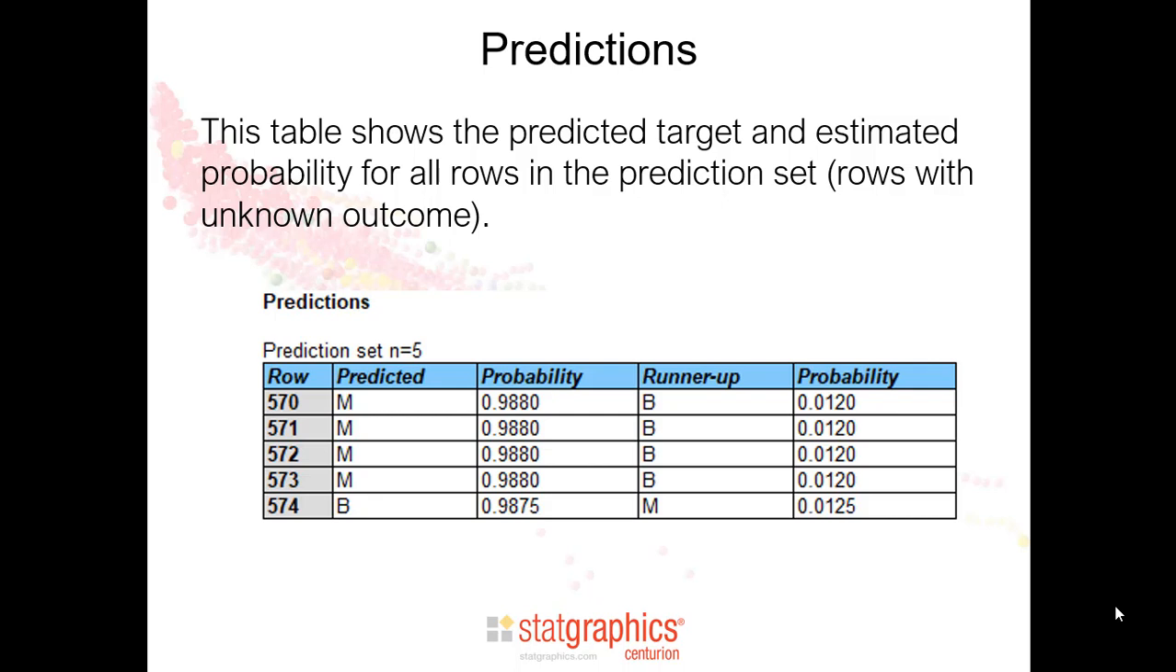In this table, you see the prediction for each of the 5 rows together with its probability of being correct. You also see the runner-up, which might be relevant if there were more than 2 categories of the target, and its associated probability. You can see in this case that there's little doubt about any of those 5 additional cases.